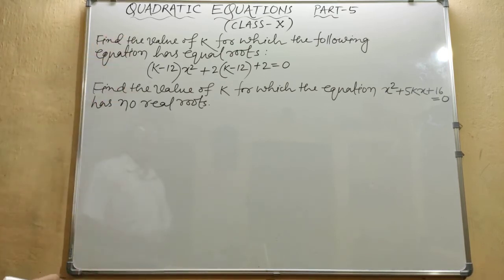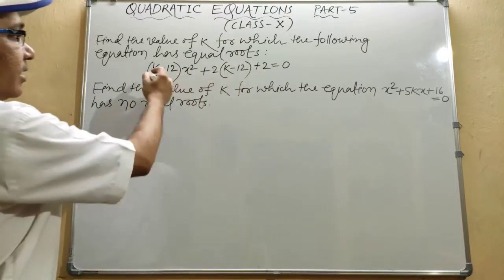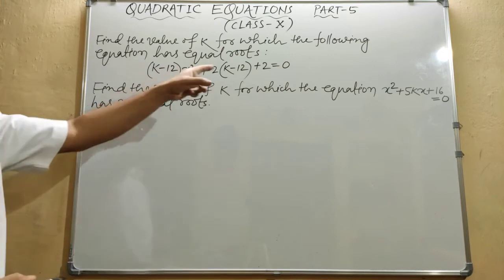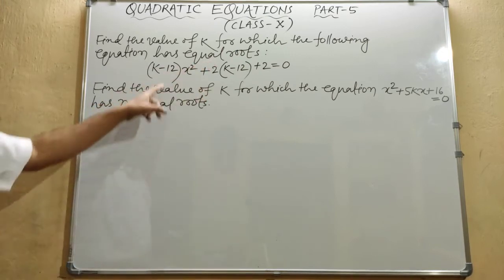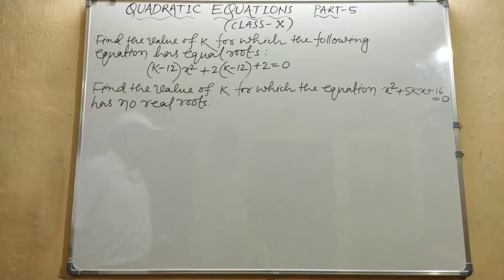First problem: find the value of k for which the following equation has equal roots. An equation is given. This equation has equal roots, which means both the roots are equal. For that, what should this k be? This is the first question.